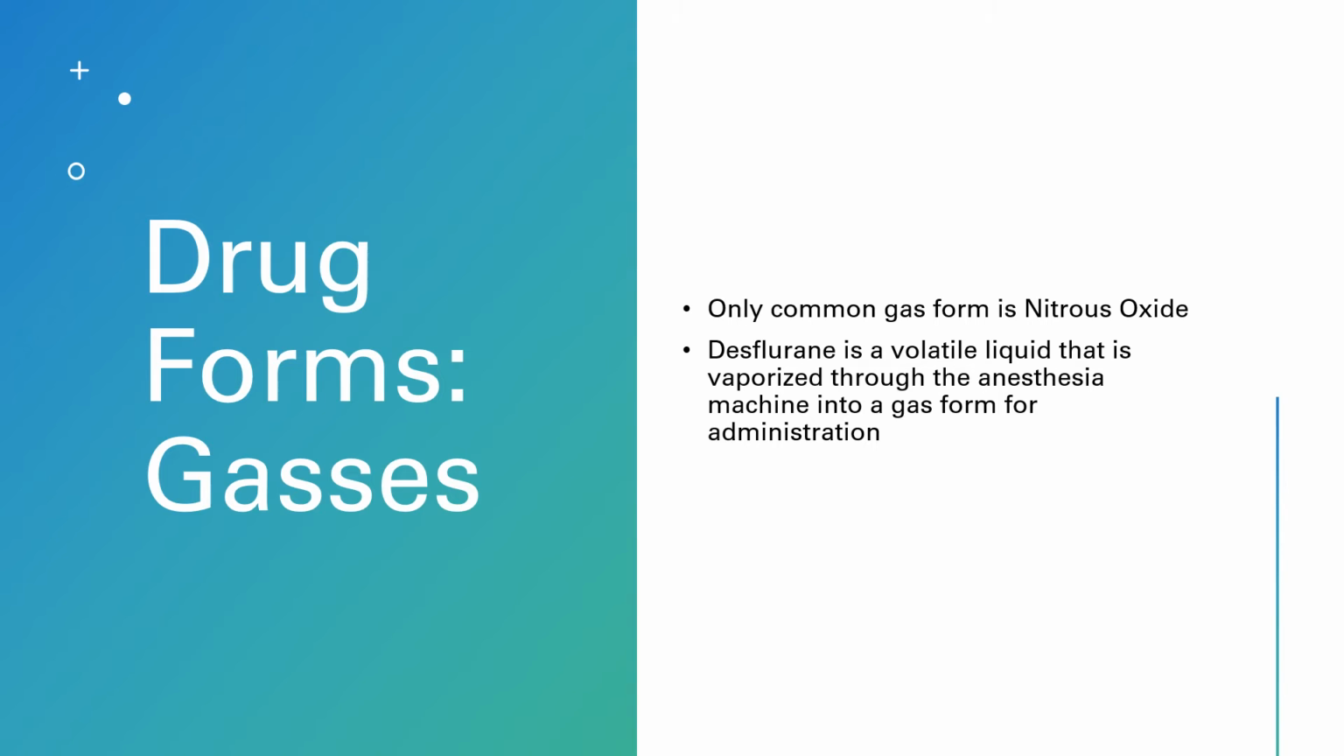This is actually a liquid. We call it a volatile liquid because as it runs through the anesthesia machine, it is turned into a gas form for administration. So that's what they're breathing in. But it does start as a liquid. And as we said earlier, gases tend to act more quickly than the other forms of drugs. Okay, gases are the fastest acting.